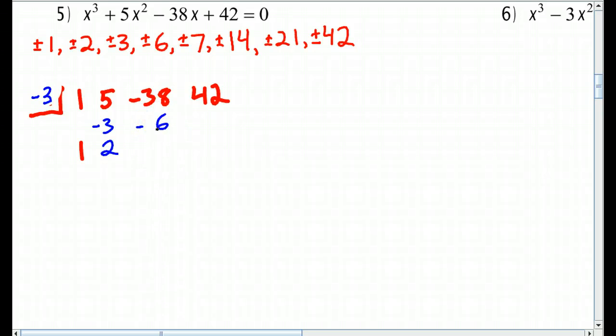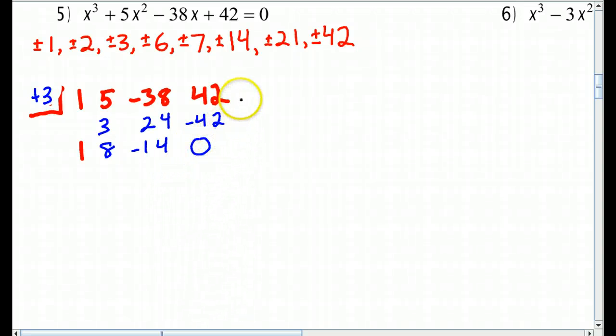This is the money. Try positive 3. Yeah. No, that's no good. No, it's no good. Oh, it is. Called it. Positive 3.